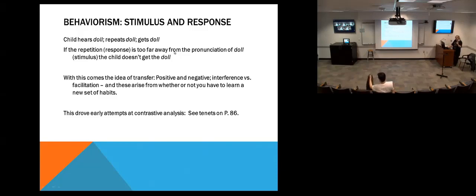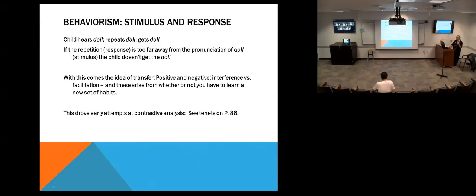If the repetition, the response, when she repeats dull, is too far away from the pronunciation of dull, the stimulus, the child doesn't get the dull. That's essentially what this is about, okay? That the child wants something, understands what the stimulus is, repeats it, and if it's close enough, gets what it wants, okay? That's the sort of underlying idea of how the language is created. With this, thus, when we talk about second language learning, comes the idea of transfer, right?